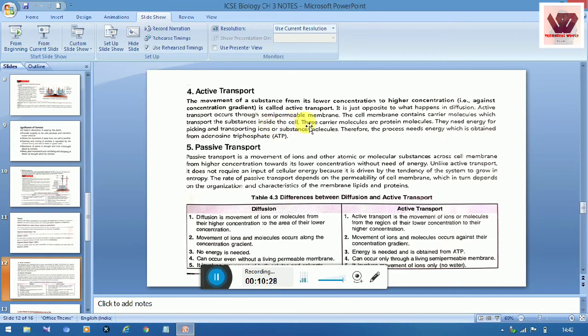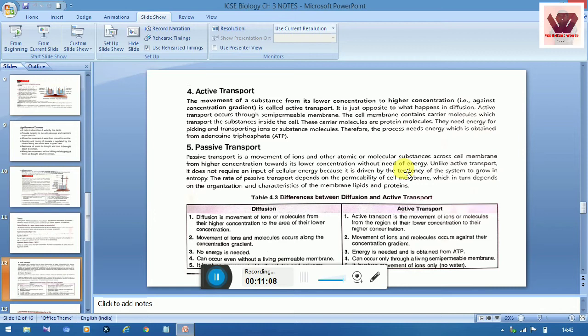Active transport occurs through a semi-permeable membrane. The cell membrane carries molecules, picking and transporting ions or substances. Therefore, the process needs energy, which is obtained from ATP, right? Now we shall see what is passive transport. Passive transport is the movement of ions and other atomic or molecular substances across the cell membrane from higher concentration to the lower concentration without need of energy. In passive transport there is no energy involvement, in active transport there is, right?